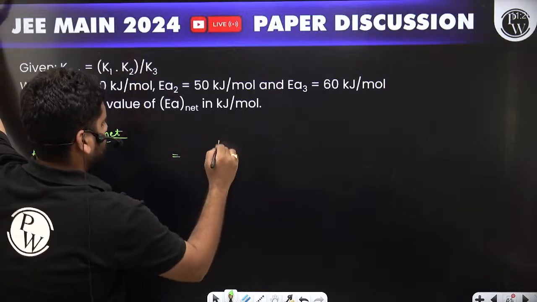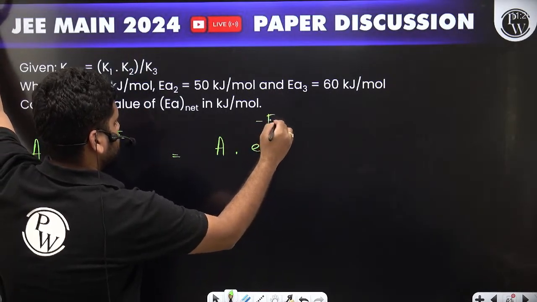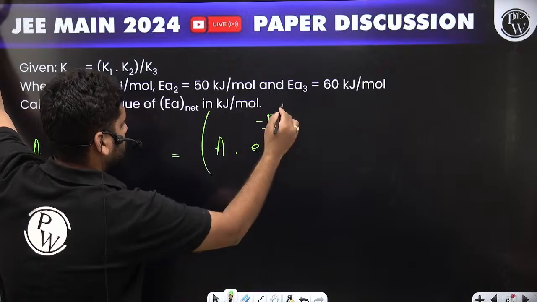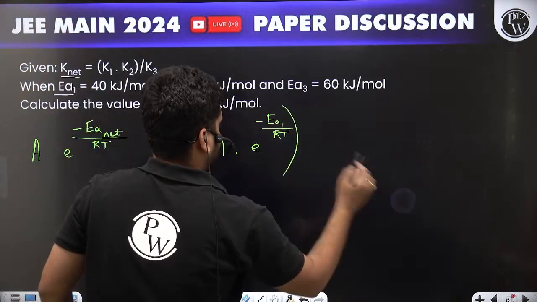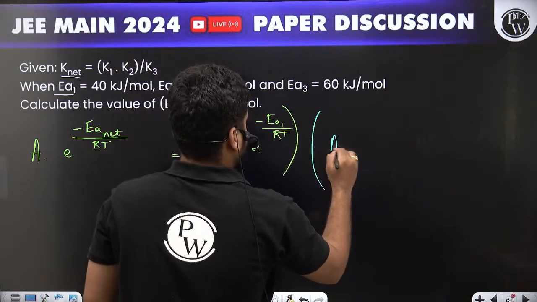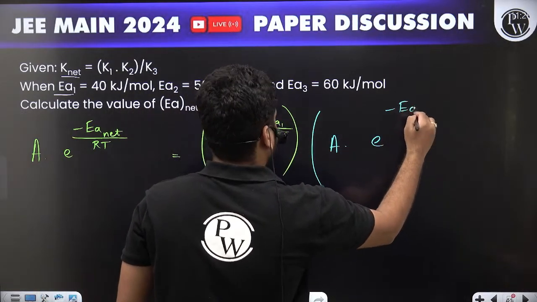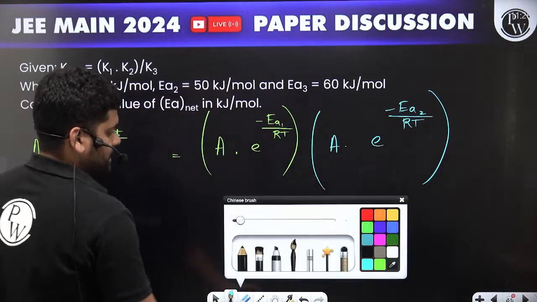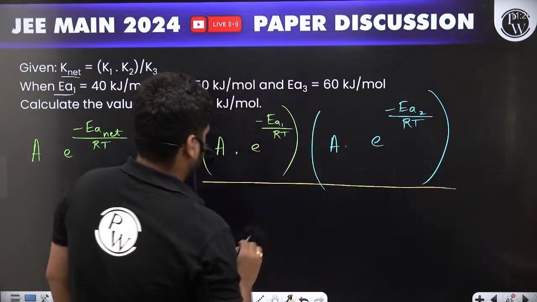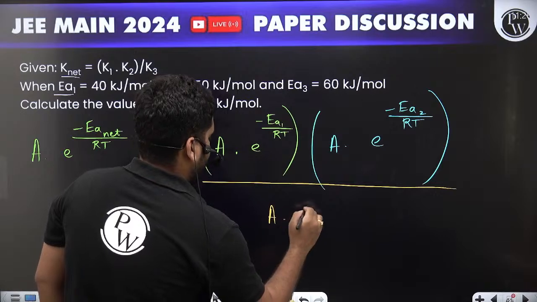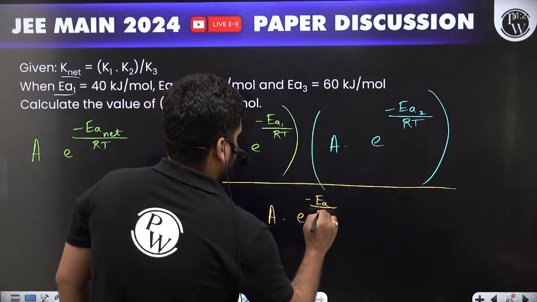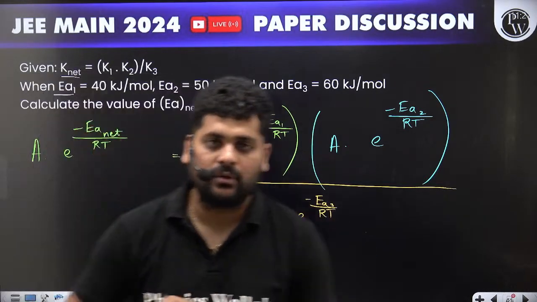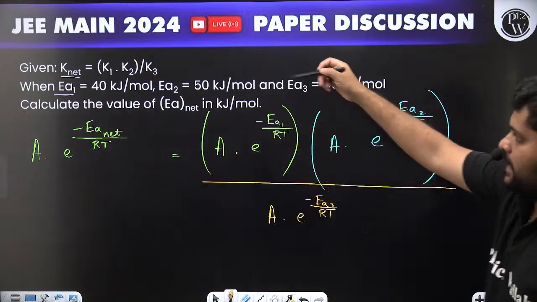How do you write K1? A into E power minus EA1 by RT, and into we have K2. So this would be represented as A into E power minus EA2 by RT. Yes, getting the point, right? Divided by, we have something as K3 now, divided by K3. So this would be A into E power minus EA3 by RT. Right? So this is what we have to write overall with respect to this particular equation.